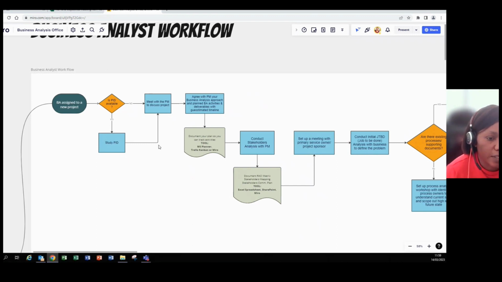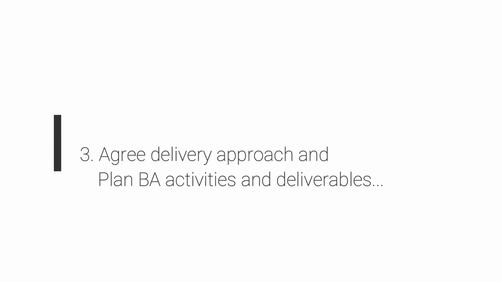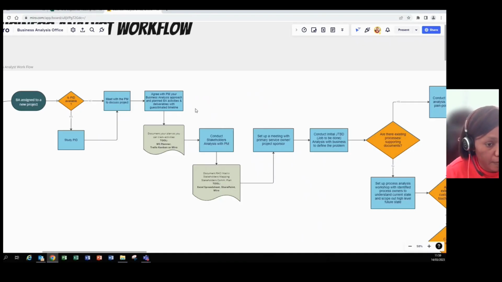Now, once you've done that, when you meet your PM, we are assuming here that we have a project manager on the project, then agree with your PM your business analysis approach and discuss with them what your planned business analysis activities and deliverables will be, and then give them a guesstimate. Like I said, it is not certain, so you don't have an idea how long your work will take at this point, but just give them a guesstimation.